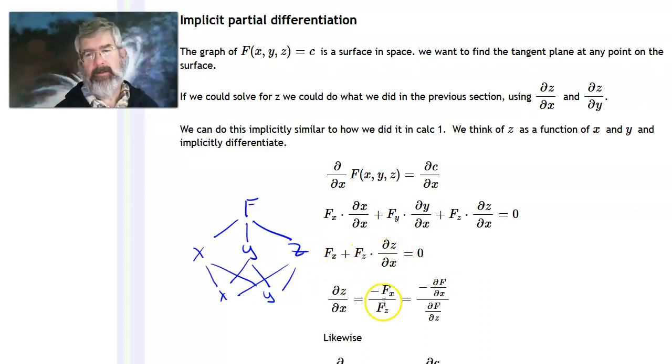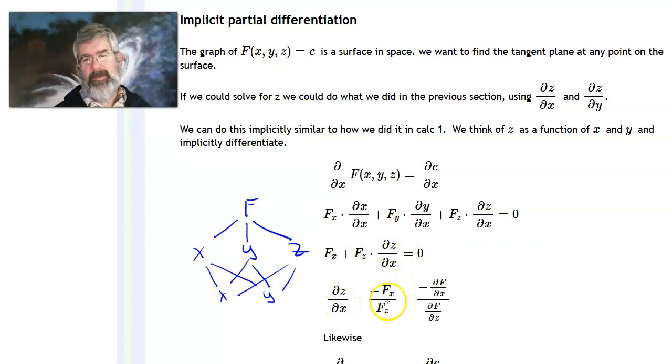Okay. And now I can just solve for partial z, partial x by subtracting f sub x over, and dividing by, not f of x, but the partial of f with respect to x, and dividing by the partial of f with respect to z. This looks a lot like what we got in the last video, except it's a partial derivative now and not a full derivative.